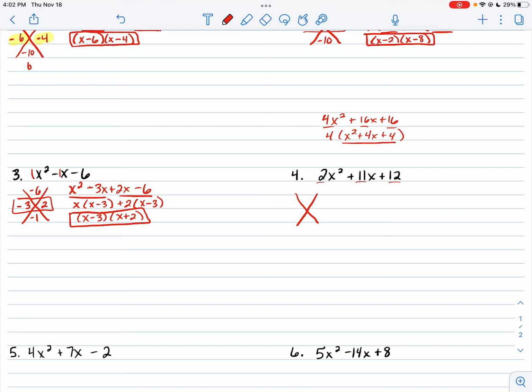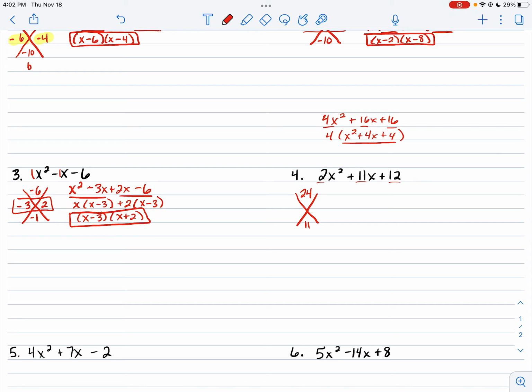So for 4, I know I can't factor anything out, so I'm going to have to take the 2 times the 12, and that gives me 24. And then my b term is the 11, so I'll put the 11 on there. So now I'm looking for two numbers that multiply to be 24, but add to be 11.